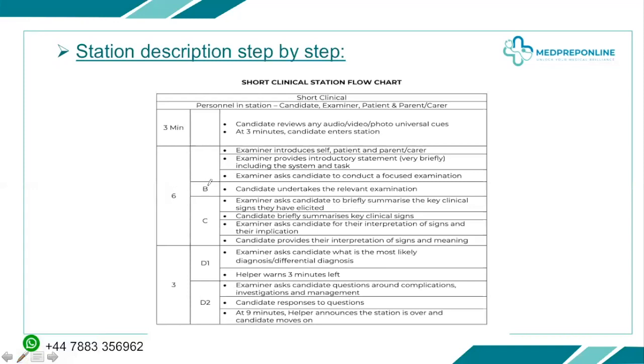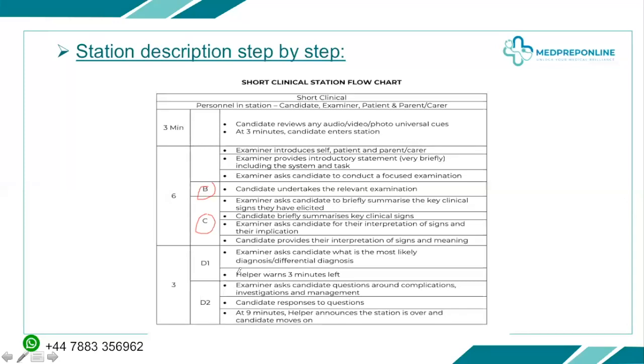So here we can see that you are going to be tested on domains B and C. B means that when you enter the station, the examiner will introduce himself and give you an opening statement. I will show an example of the opening statement in the next slide. Then you will carry out the focused examination. You will elicit the clinical signs, and then the examiner will ask about the interpretation of these signs, and about the diagnosis and differentials.